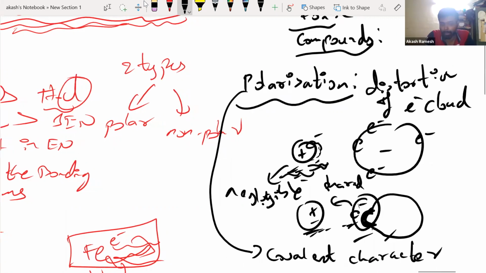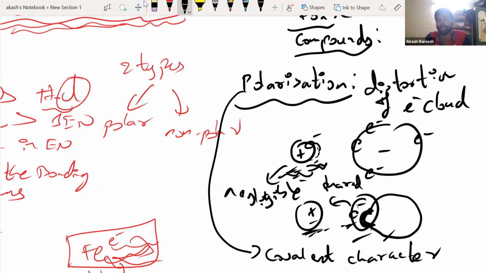So polarization will happen in the cation, but it is very, very small compared to the polarization happening in the anion. Now you understand that if the electron is perfectly here, there is no sharing, but if the electron is trying to come a little closer, it is almost as if it is getting shared between the anion and the cation. That is why we say that it brings in some covalent character due to polarization.